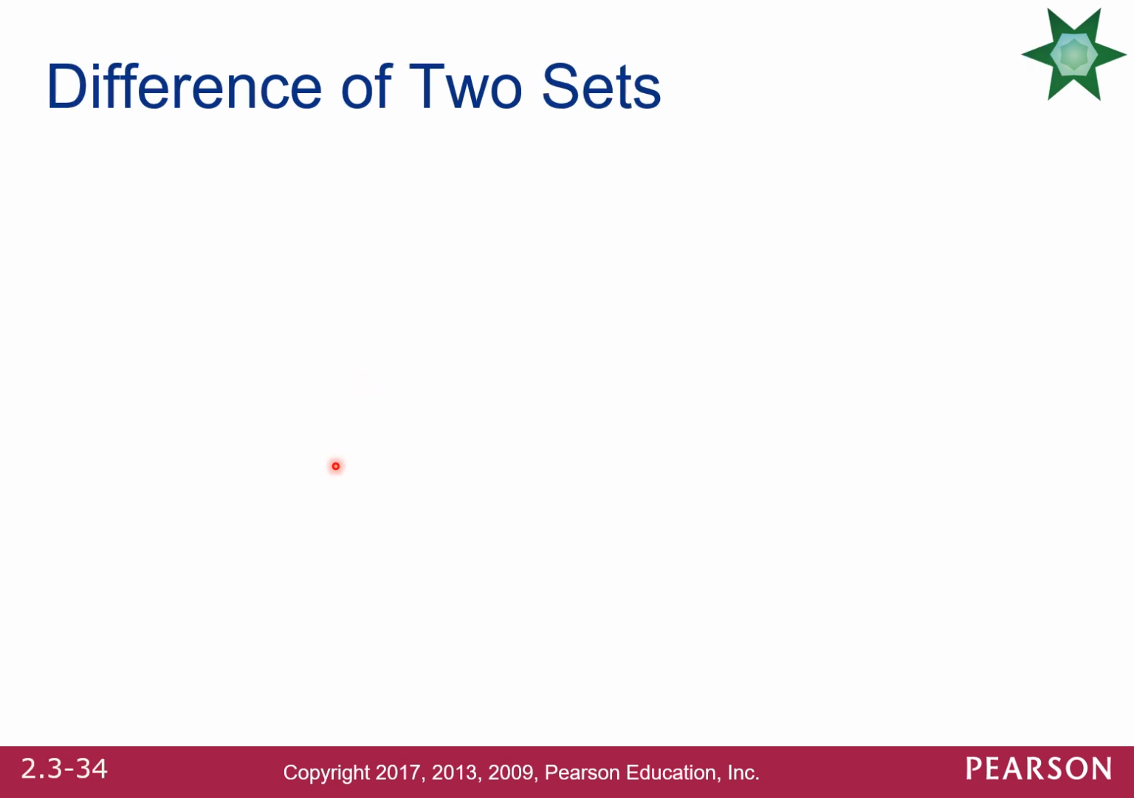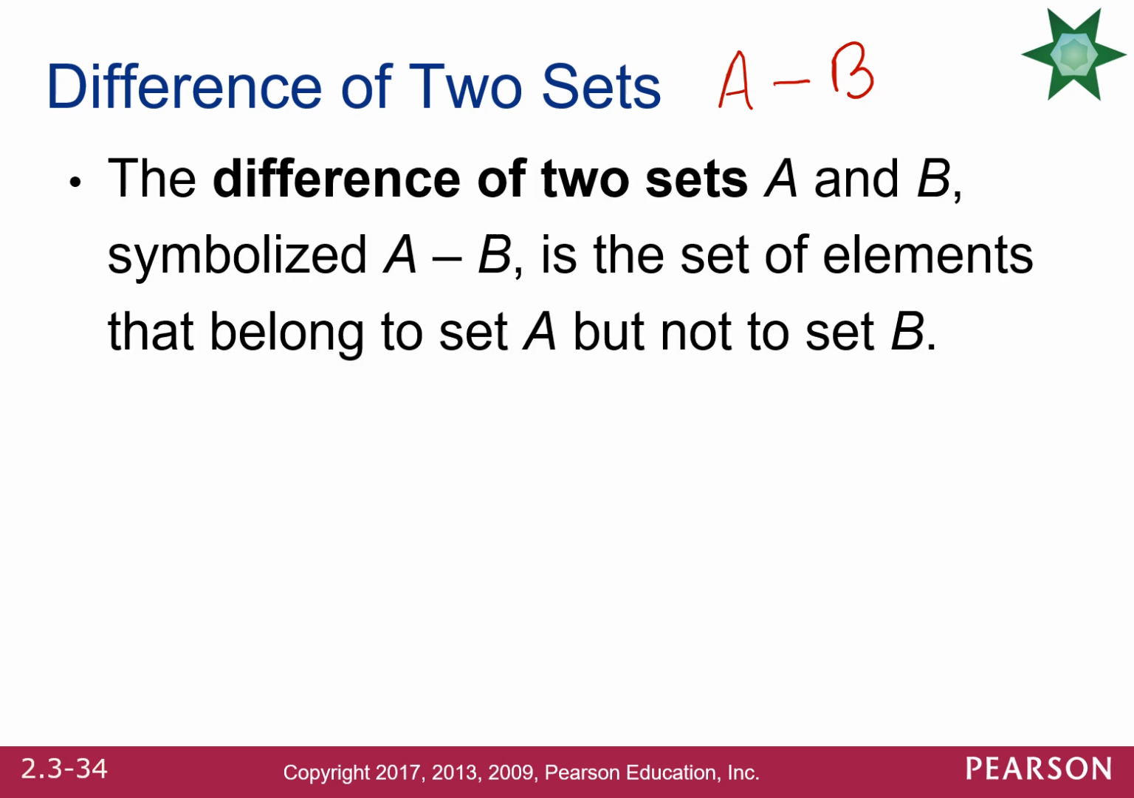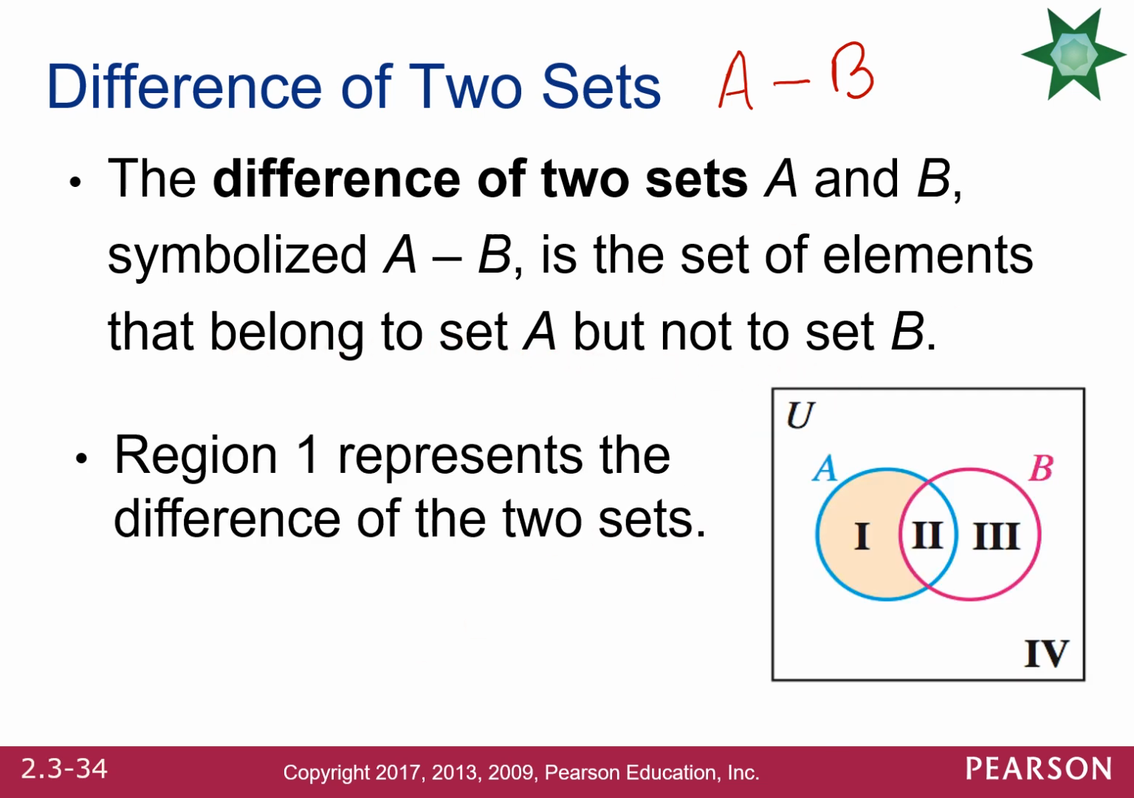Now let's look at a particular operation called the difference of two sets. The difference of two sets is denoted as A minus B. So let's pull up what we have here. The difference of two sets A and B, symbolized as A minus B, is the set of elements that belong to set A but not to set B. Here we have a Venn diagram showing us what A minus B would look like.